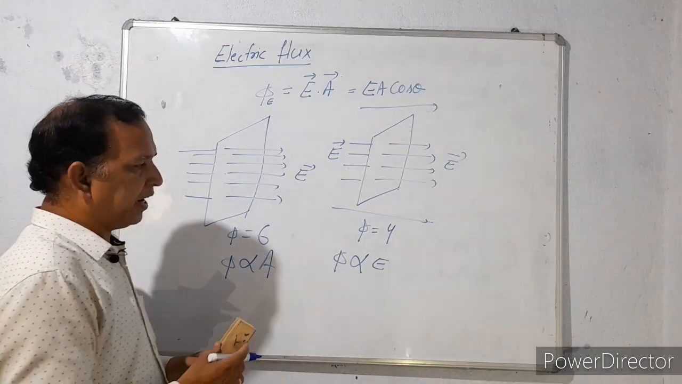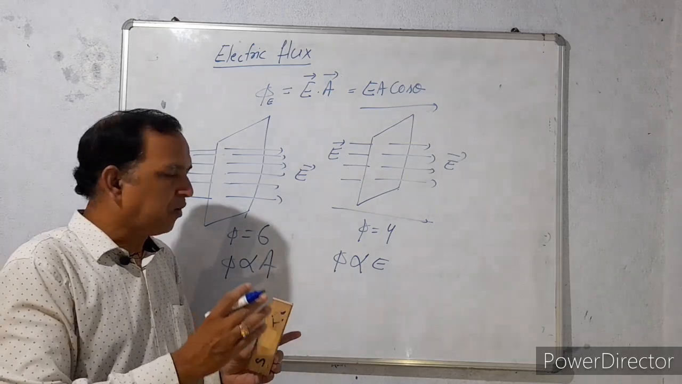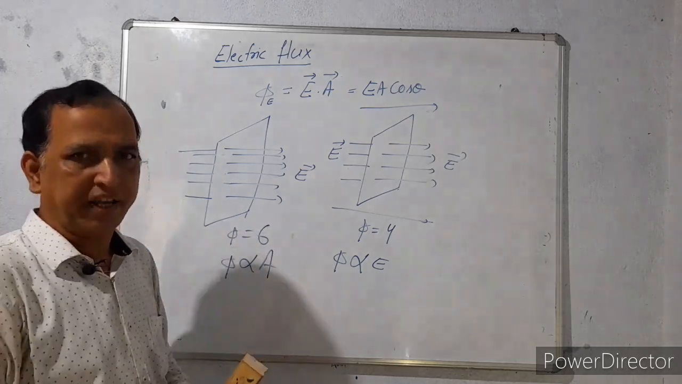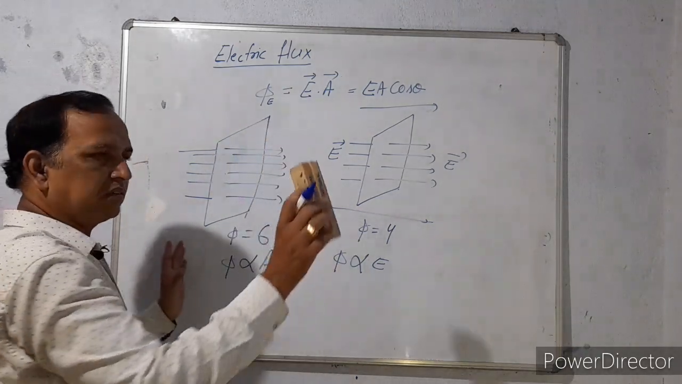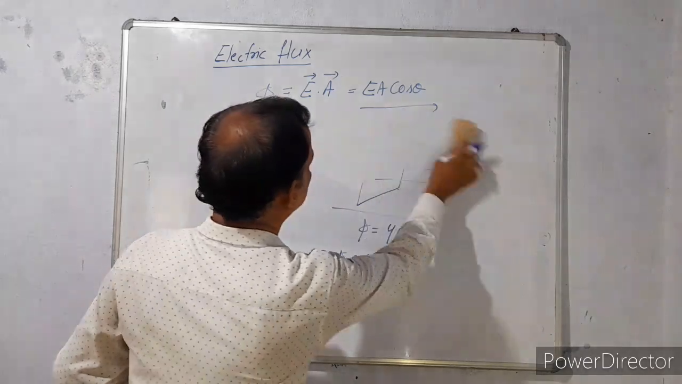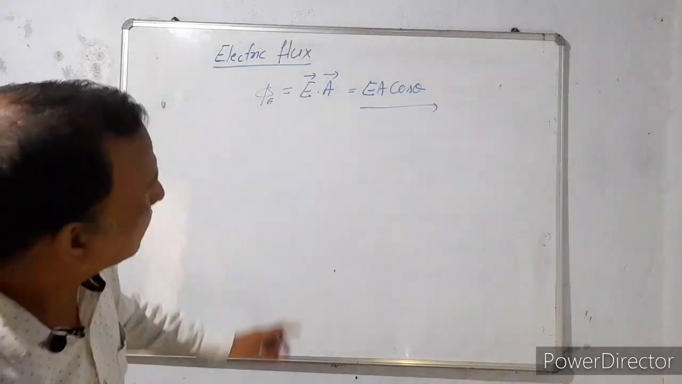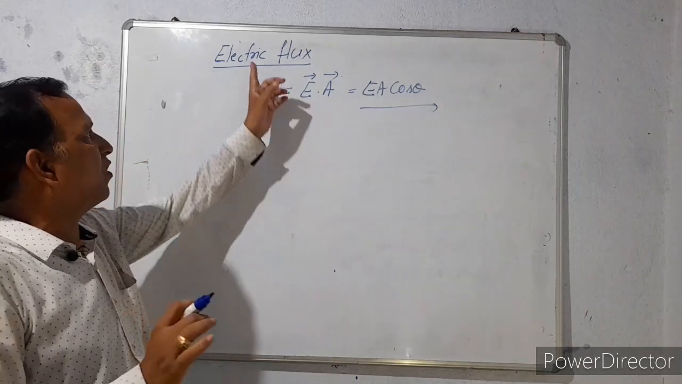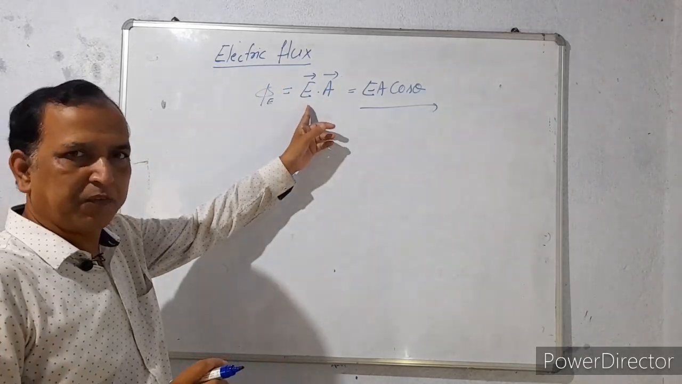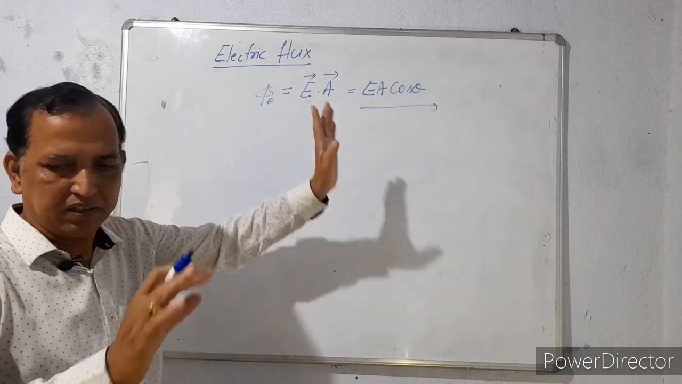So E and A, that means if we combine these two, that is the phi proportional to E dot A or is equal to E dot A, phi equals E dot A. Clear? So we confirm that the definition of the flux is E dot A. E is the electric field vector, A is your area vector.